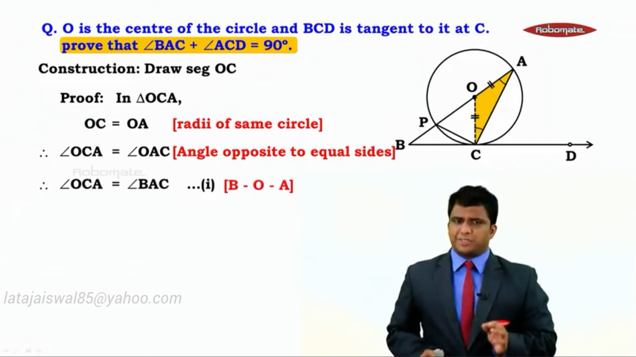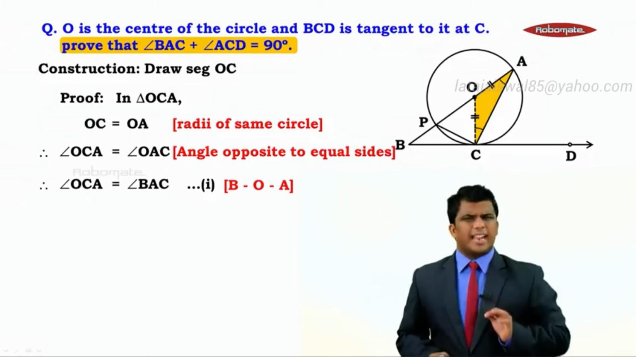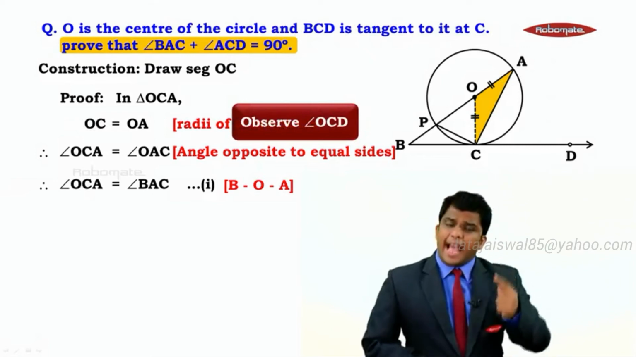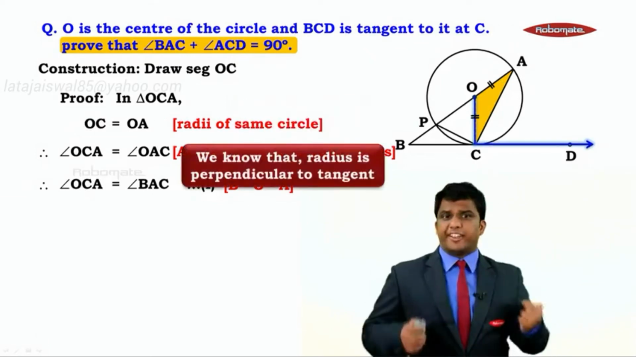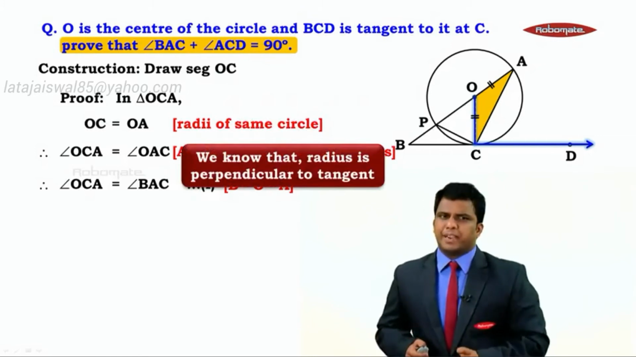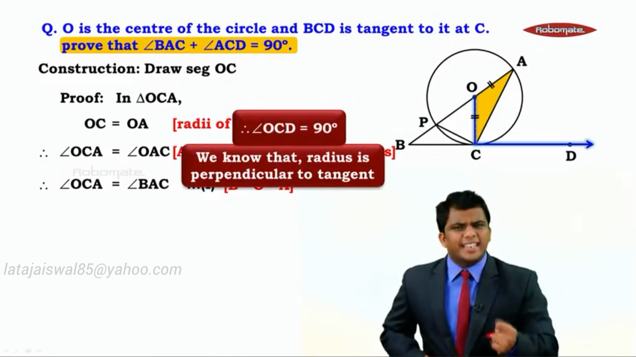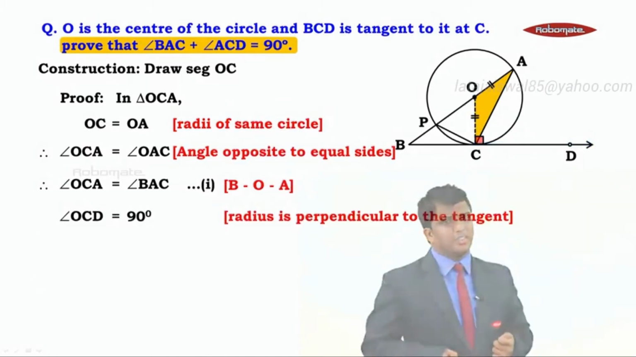But if you look at the question, we need to prove the sum of two angles is 90. Talking about 90 degrees, observe angle OCD. Angle OCD has one arm as a tangent and the second arm as a radius, and we know the radius is perpendicular to the tangent. That means angle OCD is equal to 90 degrees. That's what we write: angle OCD is 90, radius is perpendicular to the tangent.